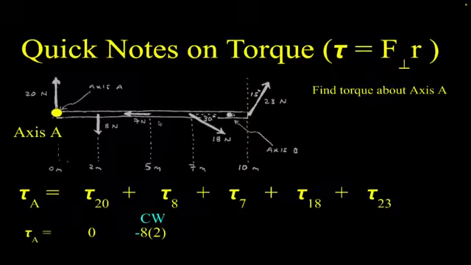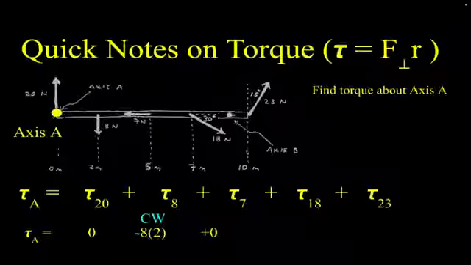The next force, the 7 Newton force, is directed in such a way that the line of the force goes right through the hinge. And so again, it's not going to make this door want to rotate at all. It's going to have no torque whatsoever. So no rotation caused by that 7 Newton force. So that torque is going to be 0.